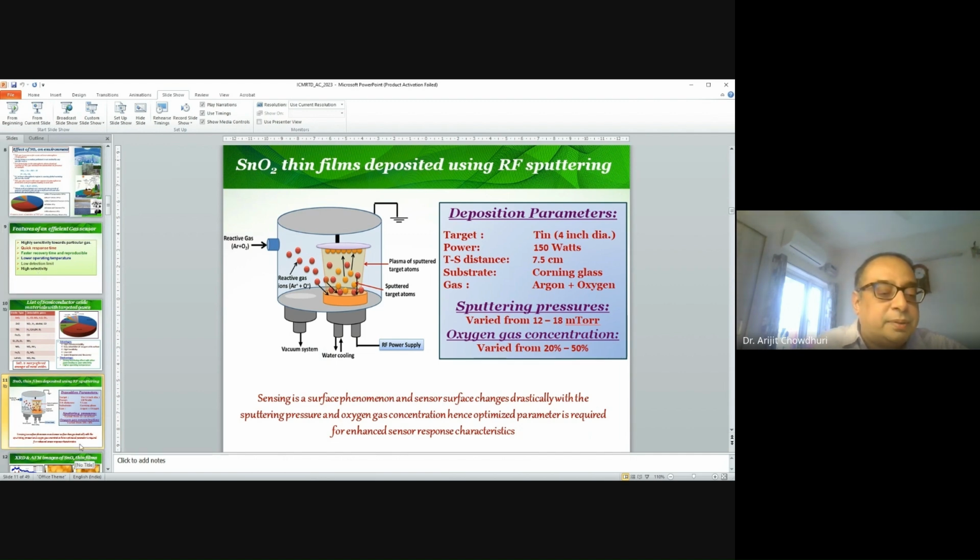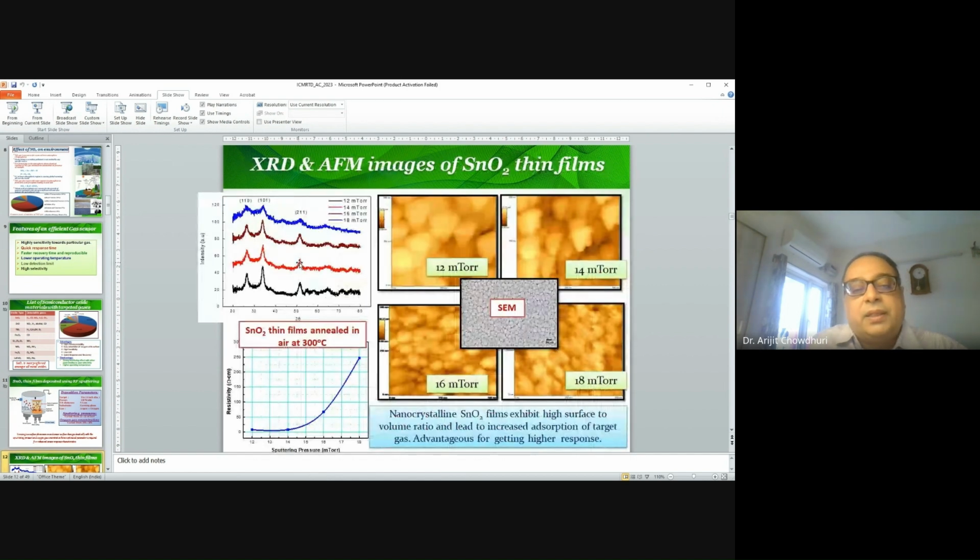Typically shown here are the XRD and AFM images of tin oxide thin films. During optimization, one of the few things that we took care of was that the film should be porous, but not too porous, because that affects the recovery. And of course, it should have a nanocrystalline structure so that it offers more and more surface area for detection. So we sputtered the films at 12 millitorr, 14, 16, and 18 millitorr.